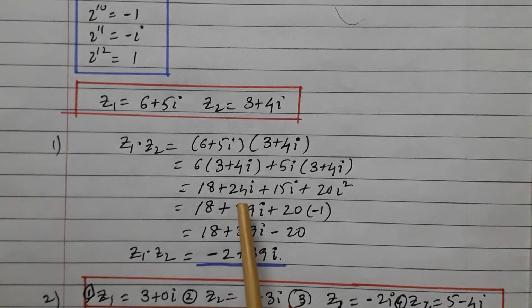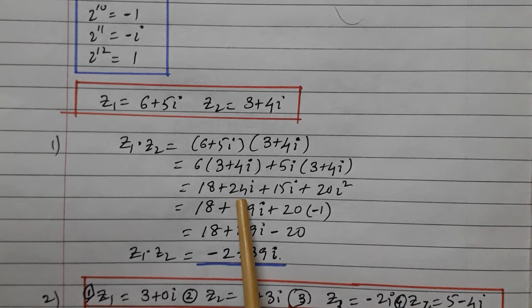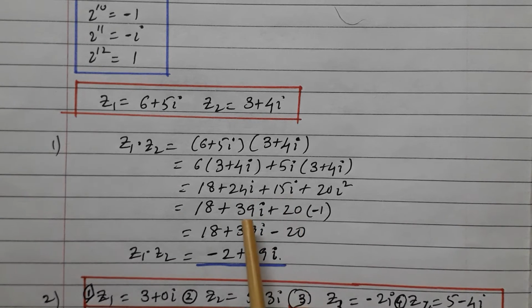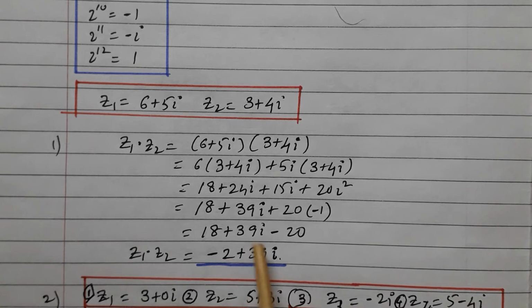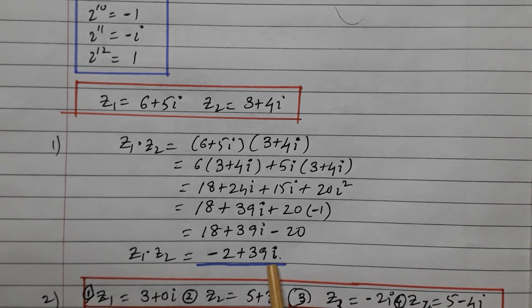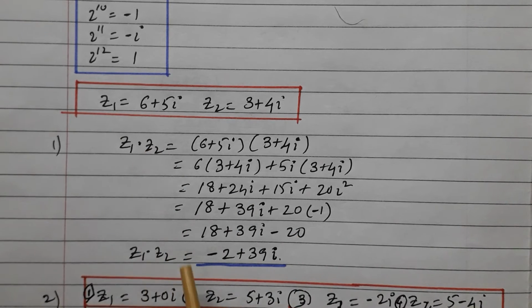So this is 18. These are the two imaginary terms now, 24i plus 15i. This will add up to 39i. And this would be 20 into -1. So it would be 18 plus 39i minus 20. Now, these are the real terms. 18 minus 20 will give us -2 and plus 39i. So the product of z1 into z2 is -2 plus 39i. So product of two complex numbers is a complex number.